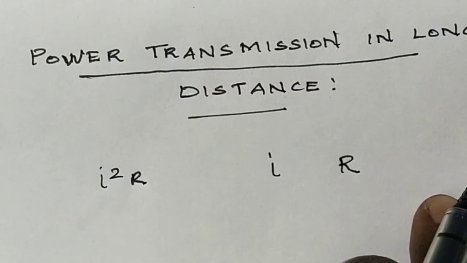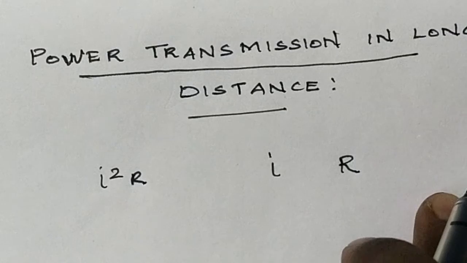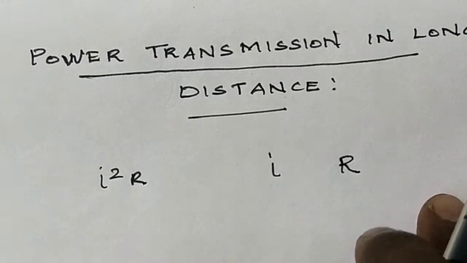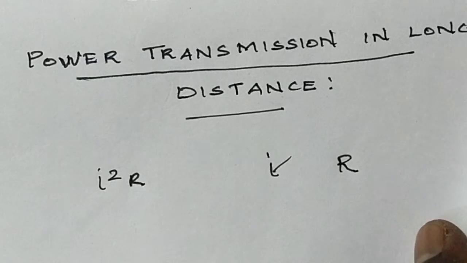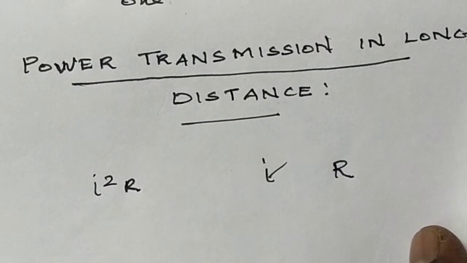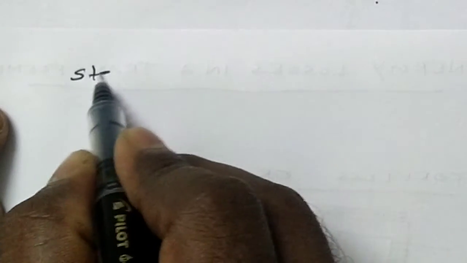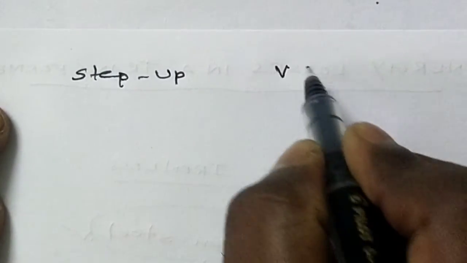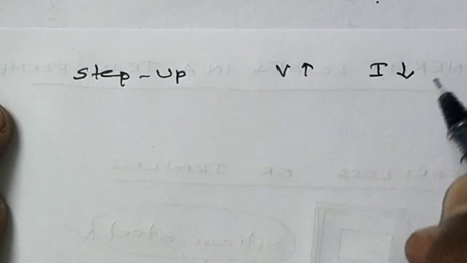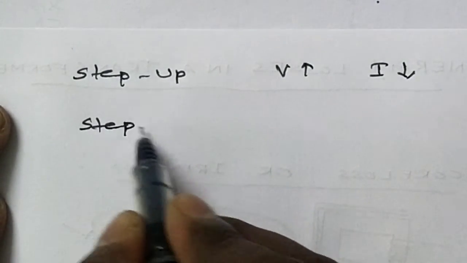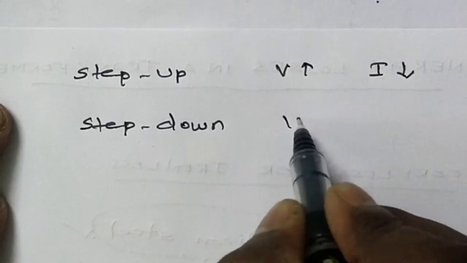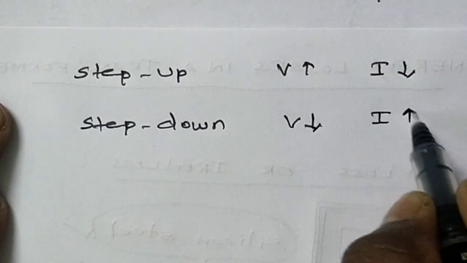That increases the cost of production for the transmission lines. So the other method is to reduce the current. That way, transmission is done efficiently and economically. Two transformers are used: one is the step up transformer, and the other is the step down transformer. Already we know that a step up transformer increases the voltage and decreases the current. A step down transformer decreases the voltage and increases the current.